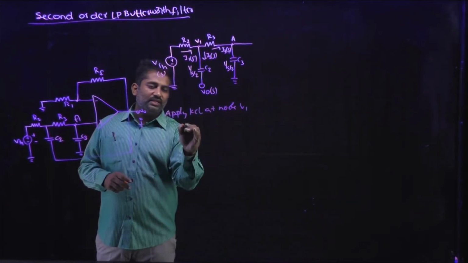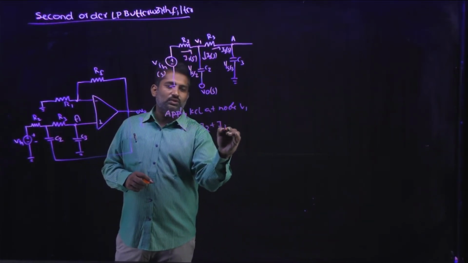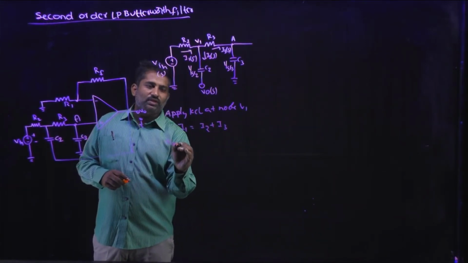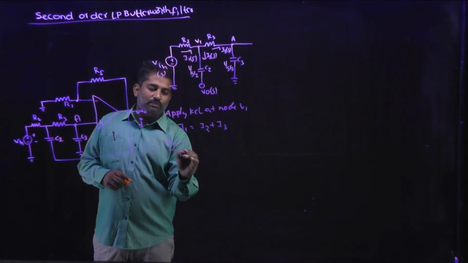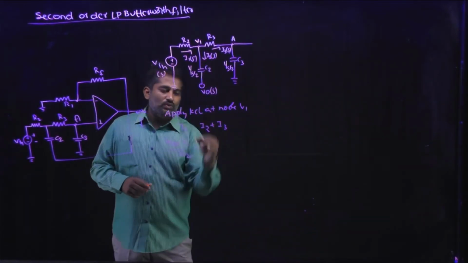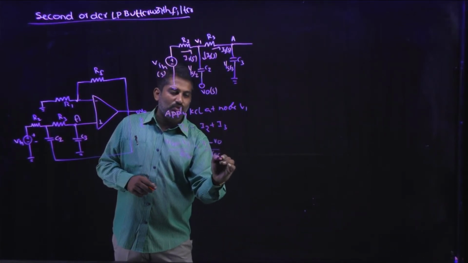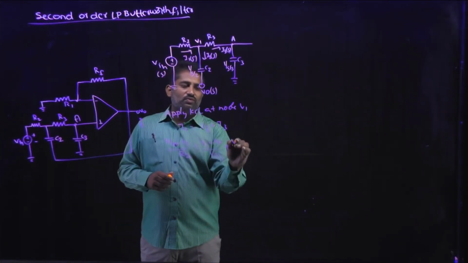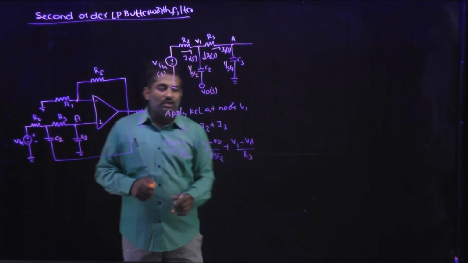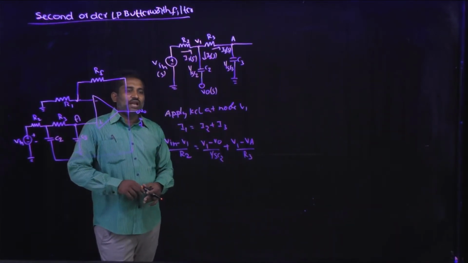So we will get I1 equal to I2 plus I3. What is I1? I1 is nothing but (Vin minus V1) divided by R2. It will be equal to I2, which is (V1 minus V0) divided by 1/(S C2), plus (V1 minus VA) divided by R3. Okay, so for V1, we will get the expression like this.